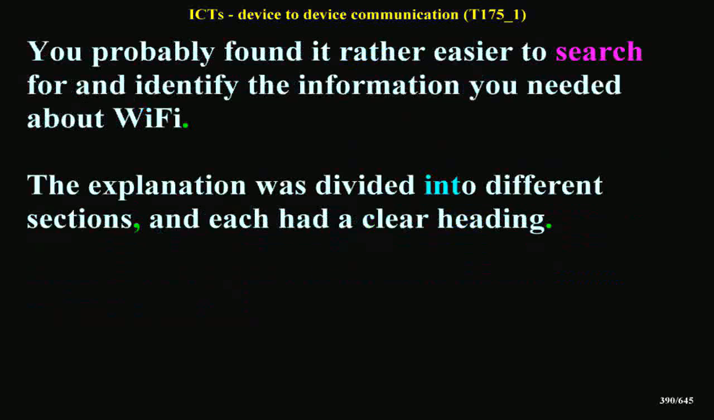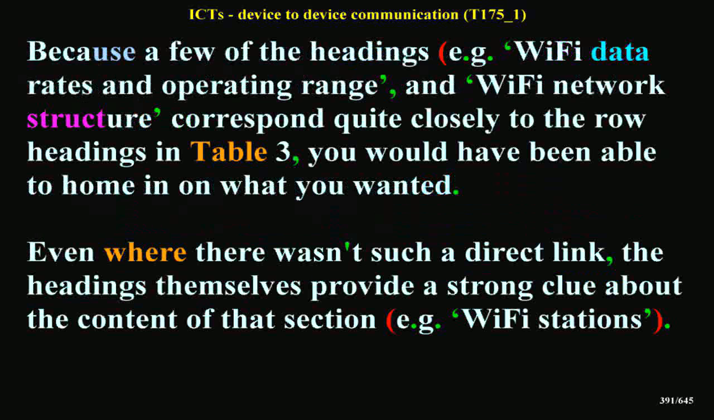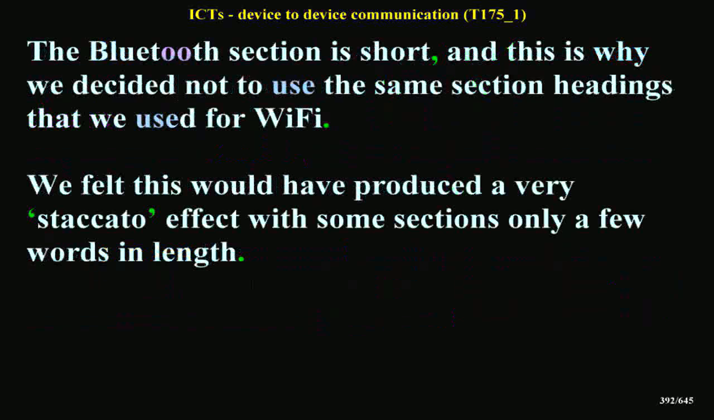The explanation was divided into different sections, and each had a clear heading. Because a few of the headings, e.g. Wi-Fi data rates and operating range, and Wi-Fi network structure, correspond quite closely to the row headings in Table 3, you would have been able to home in on what you wanted. Even where there wasn't such a direct link, the headings themselves provide a strong clue about the content of that section, e.g. Wi-Fi stations.